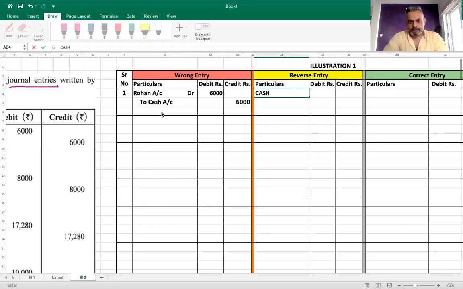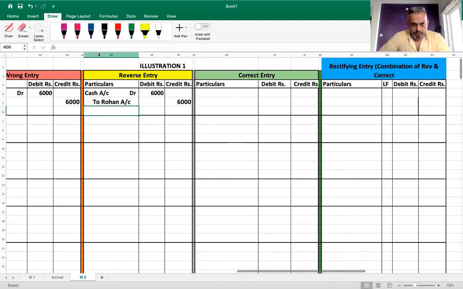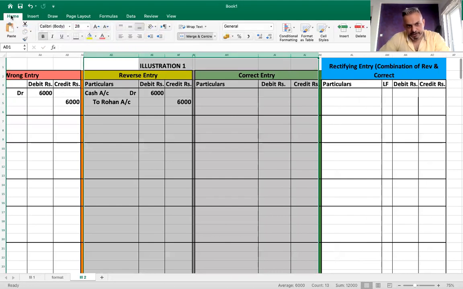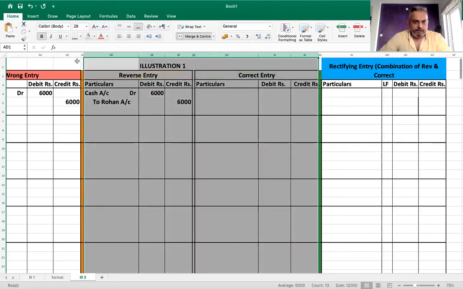So cash account debit to Rohan account 6,000. Now we have to combine reverse and correct entry. So I'll give some shade to it so that you know कि इन दोनों का हमें combine करना है. Give some lighter shade. Okay.